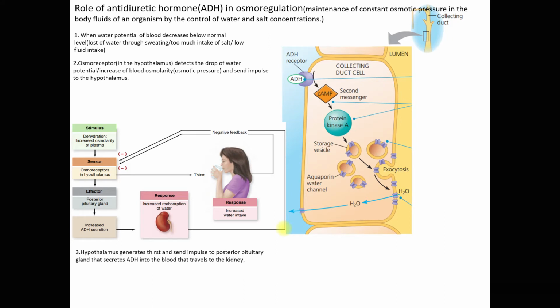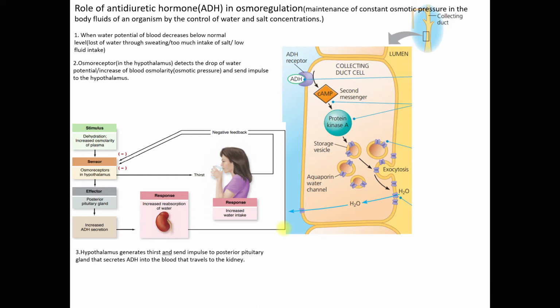Next, your hypothalamus will generate thirst and send an impulse to the posterior pituitary gland that secretes ADH into the blood. This ADH will travel to the kidney all the way from the posterior pituitary gland. You get that? Your hypothalamus generates thirst, which eventually causes you to feel thirsty, and you will drink water as a response to that thirst sensation generated by the hypothalamus.